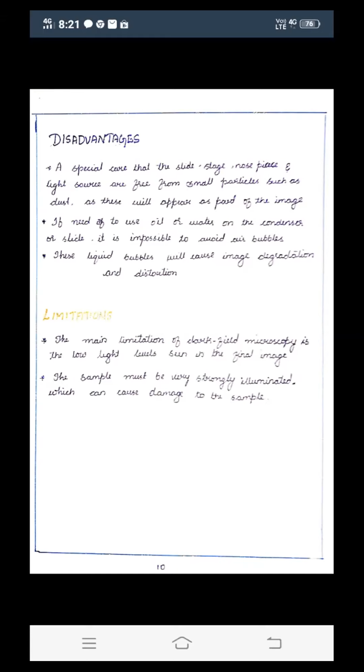Limitations. The main limitation of dark field microscope is the low light level seen in the final image. Here, the light source is very low. The sample must be very strongly illuminated, which can cause damage to the sample. When the heavy light falls on the sample, it causes damage to the sample.